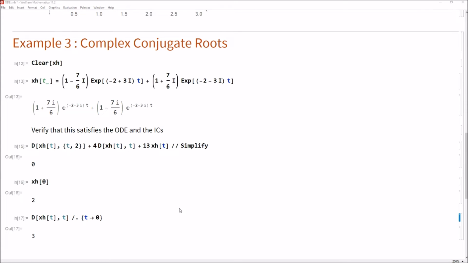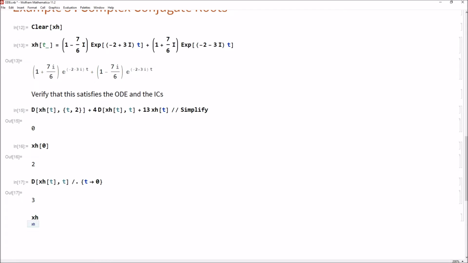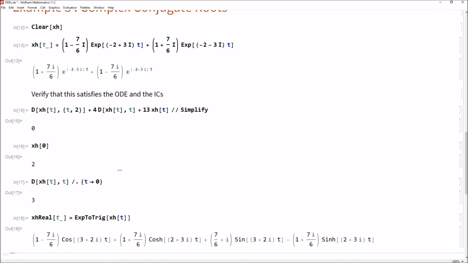But again, all these imaginary terms go clang in your head. So what we may want to do is make another function. Let's call it xh real. I would like to manipulate this expression. Mathematica's got this great function ExpToTrig. I pass it an expression with a lot of these Euler formula expressions in it, the e to the something i, and it should hopefully do some simplification. So let's do that, shift enter that.